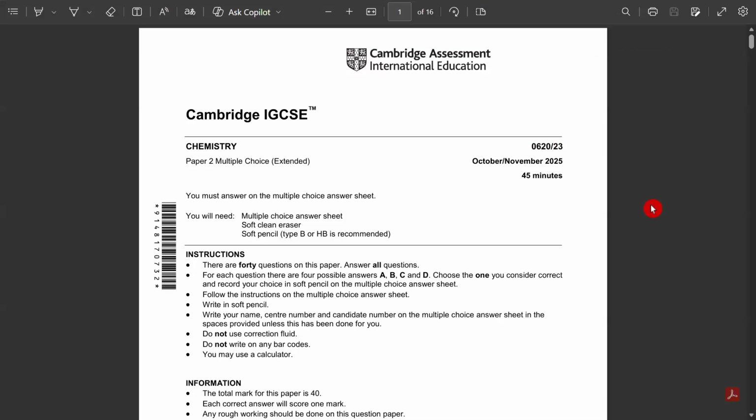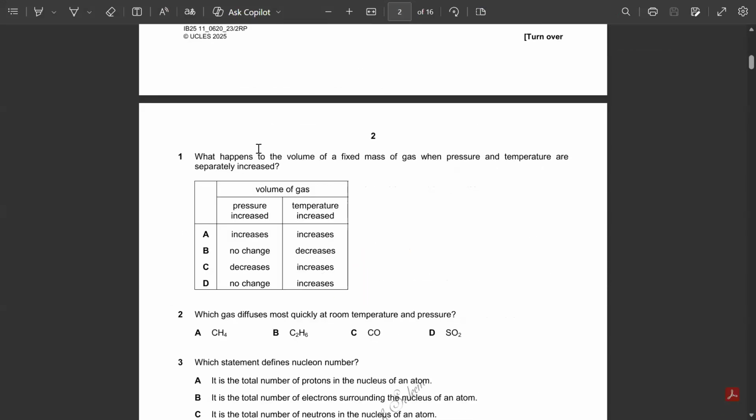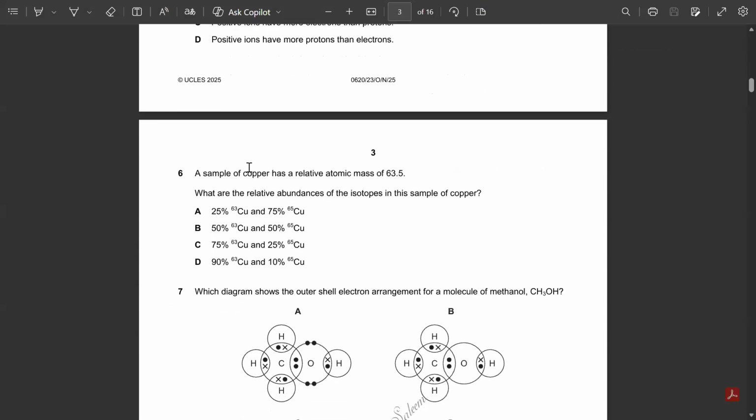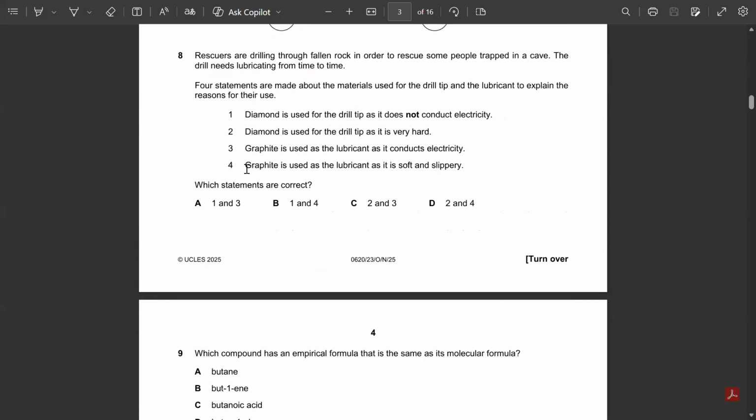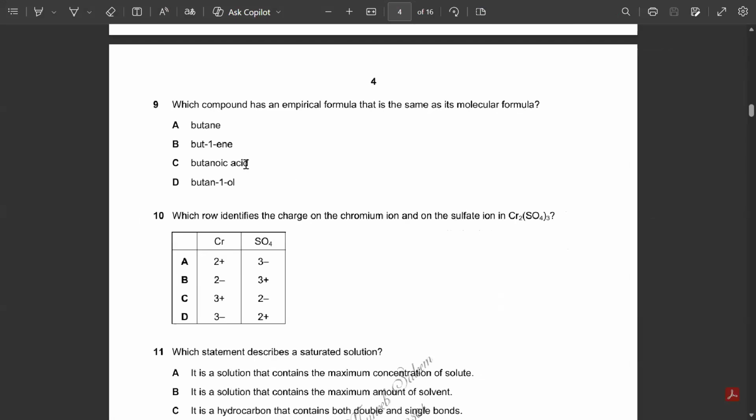Paper 2, October number 2025. So we will be doing the selective questions of the chapters which we are currently covering. So we have question number 9 first.